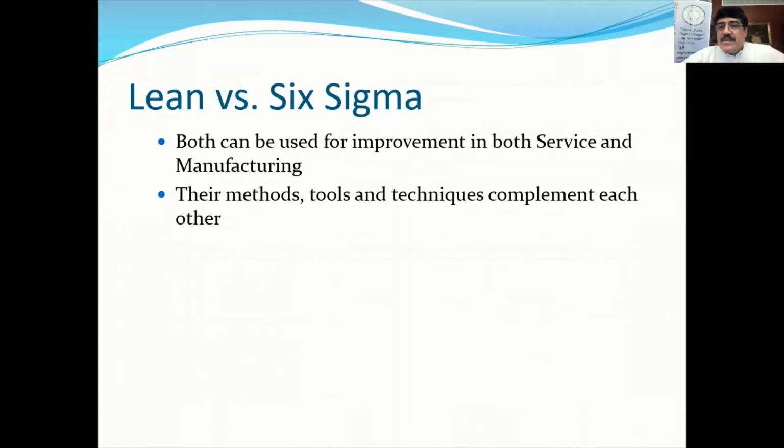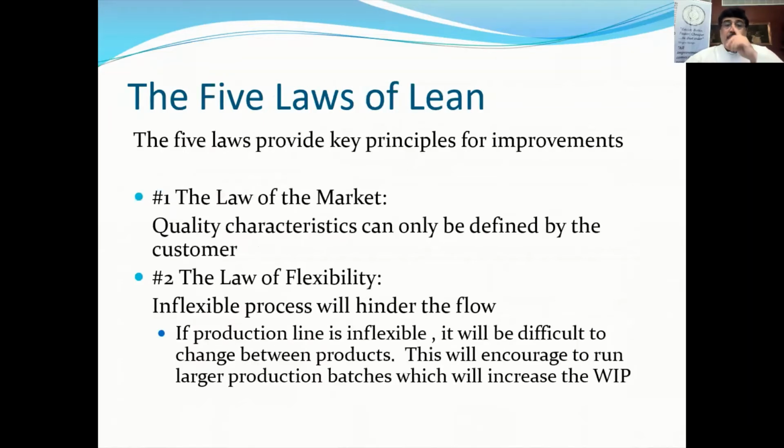Lean versus Six Sigma. Both can be used for improvement in both service and manufacturing, and their methods, tools, and techniques complement each other. They do not actually conflict with each other. They are for the same purpose. Okay. There are 5 laws of Lean.